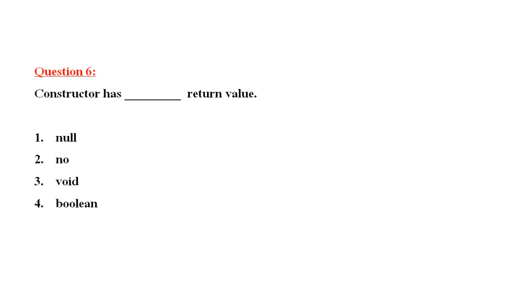Question number 6 is, constructor has dash return value. Option 1 null, option 2 no, number 3 void, and number 4 is boolean. We all know that a constructor has no return type. So the right answer would be number 2, that is no.